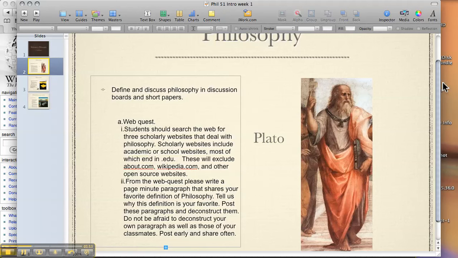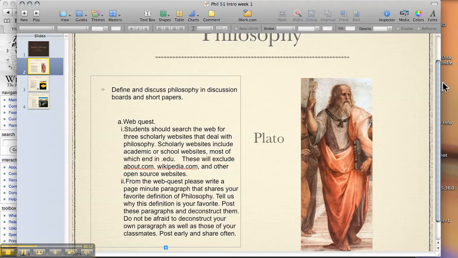Although I took this picture of Plato off of Wikipedia, Wikipedia is not a good source academically. It's a great source for getting open source material like pictures of Plato that should probably be copyrighted. Wikipedia breaks that up for us, but it's not a good source to use in a bibliography.